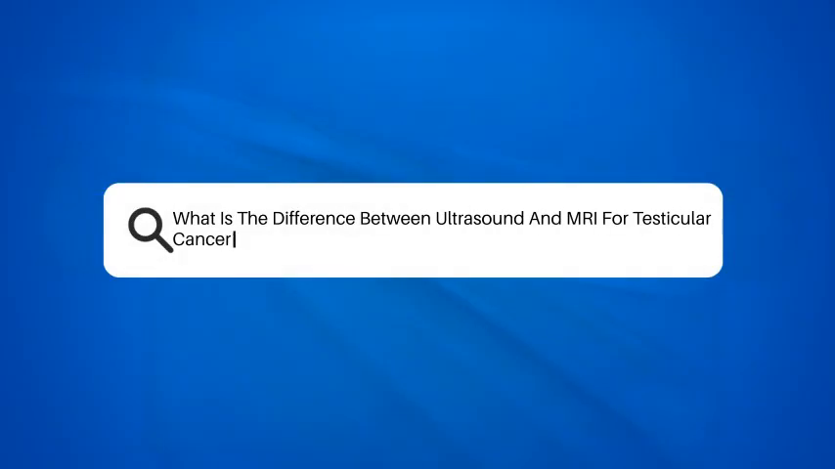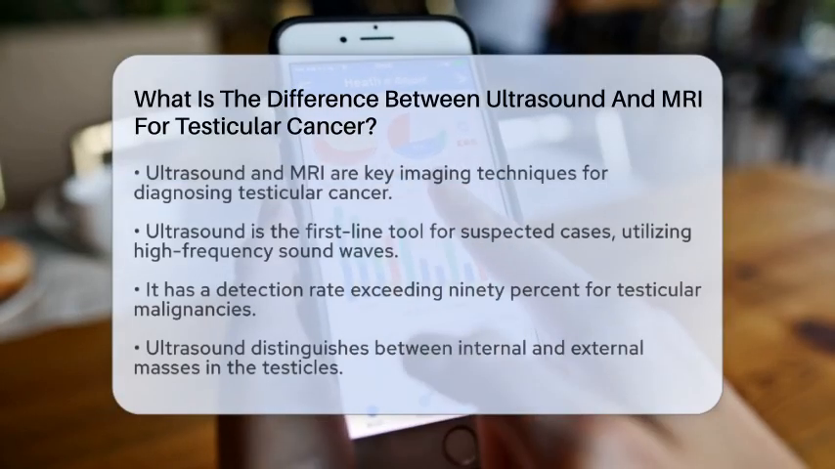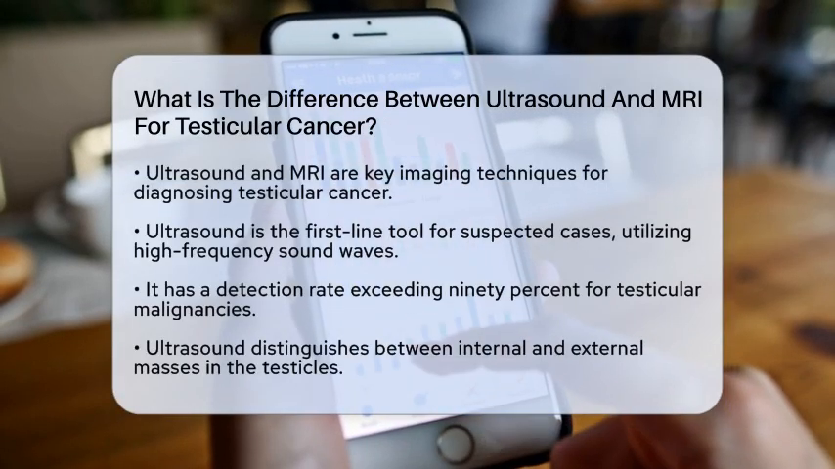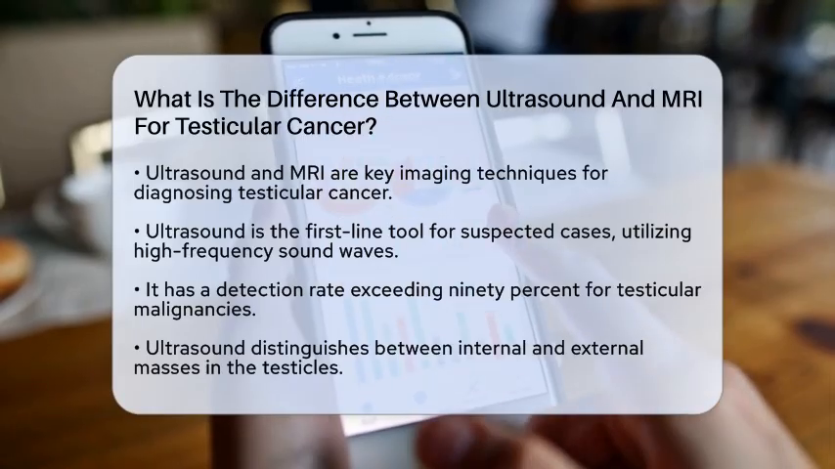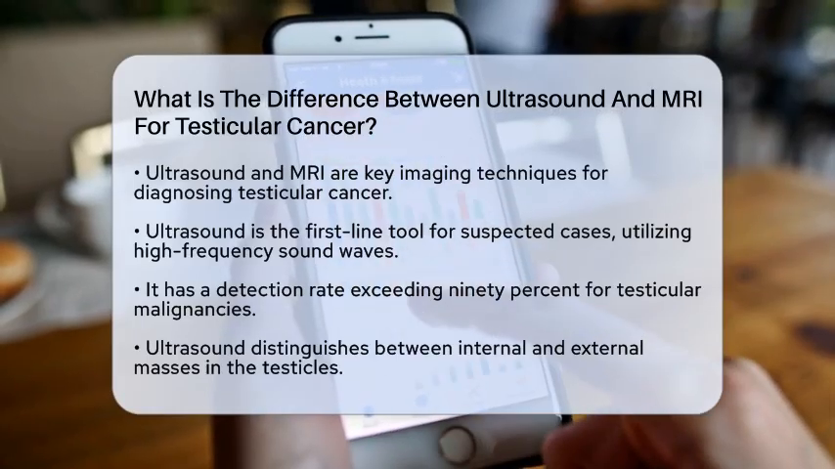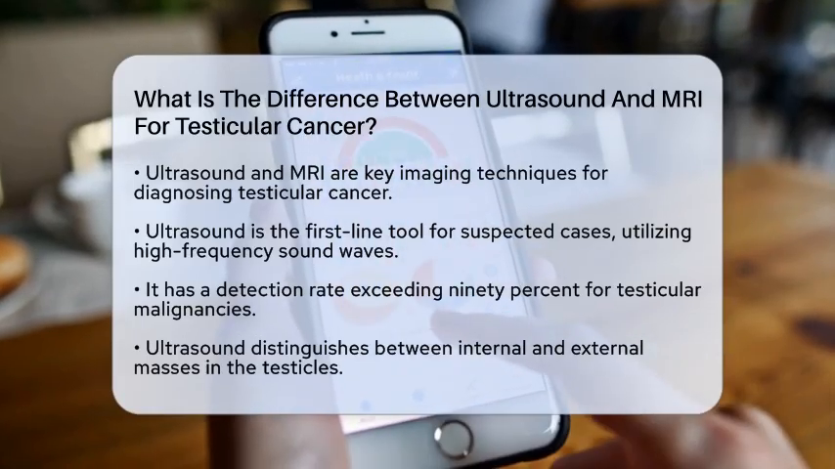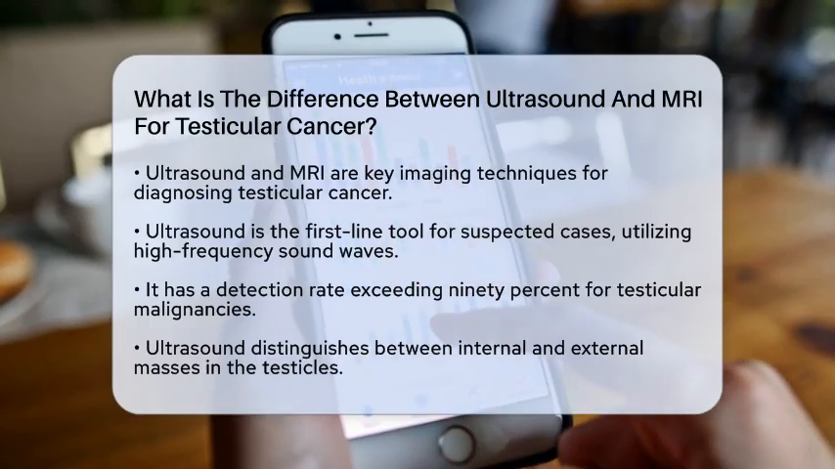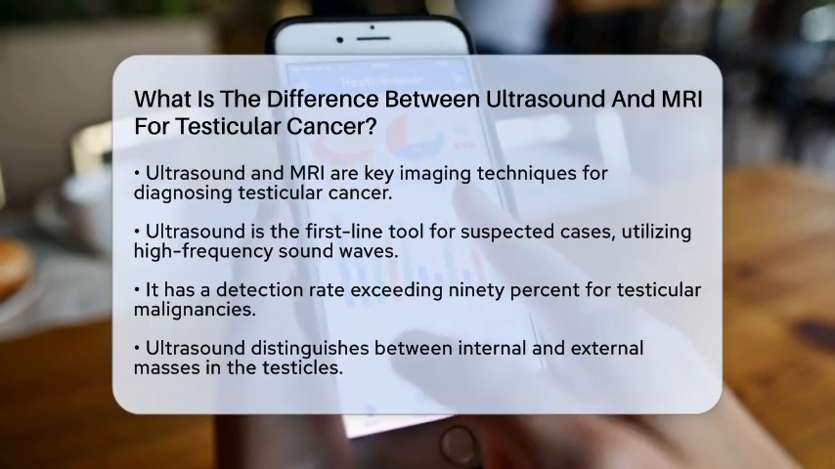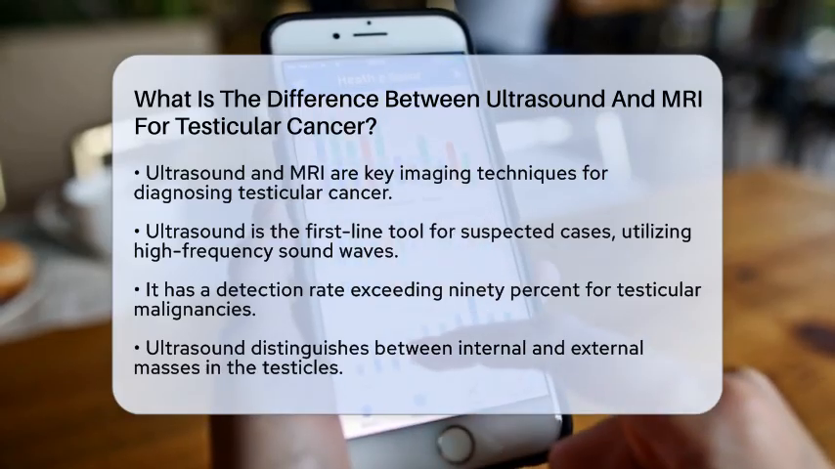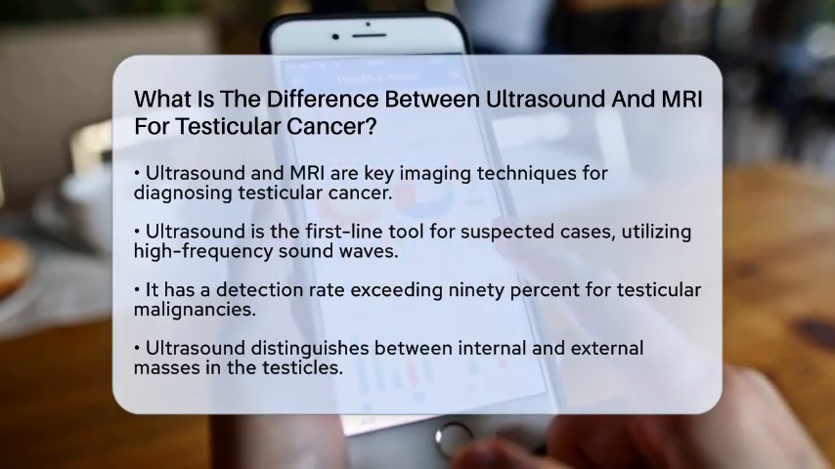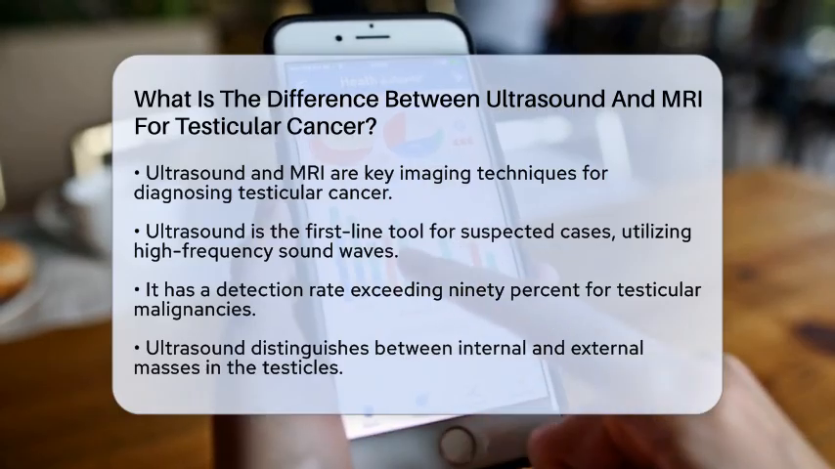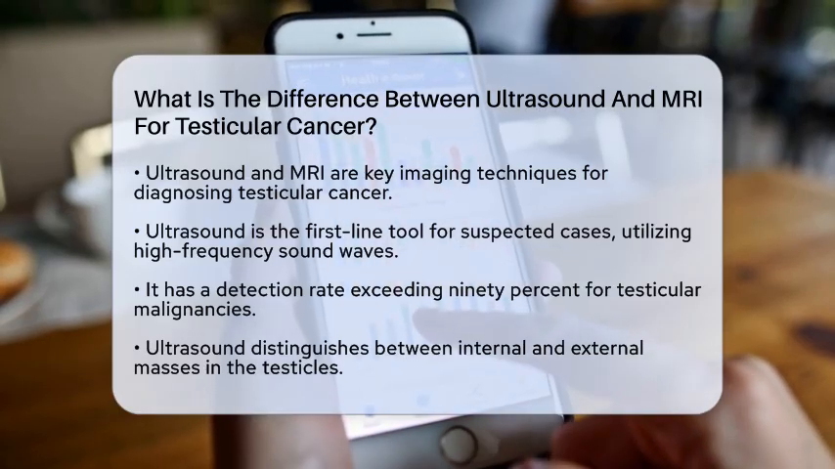What is the difference between ultrasound and MRI for testicular cancer? When it comes to diagnosing testicular cancer, two important imaging techniques are ultrasound and magnetic resonance imaging. Each has its own strengths and uses, which can be crucial for early detection and accurate diagnosis. Let's explore how these two methods differ in their roles and capabilities.